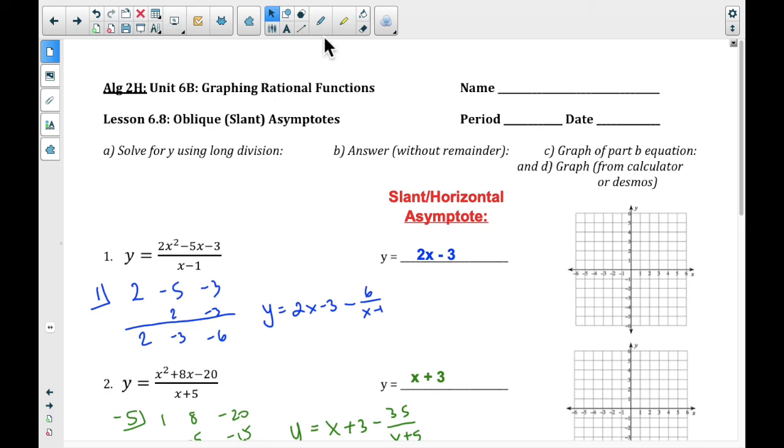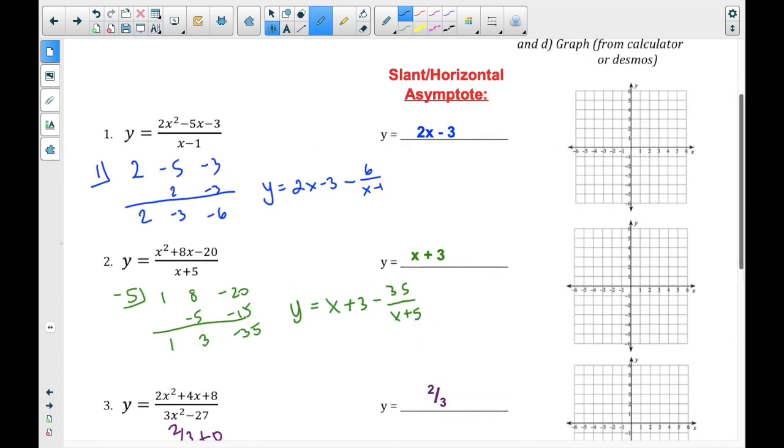Okay, let's see how you did. On this first one, when I did synthetic division, I got 2, -3, -6. And remember what that means is 2x minus 3. So 2x minus 3 is what I want to put over here. There is a remainder, but we don't really care about remainders when we talk about these. We're just looking at the actual polynomial, forget about the remainder. On the next one, I put in a -5. I got 1, 3, and -35. That is this polynomial, but for our purposes today, we just want the x plus 3.